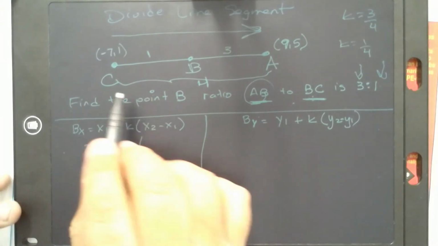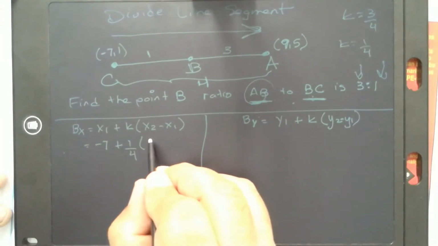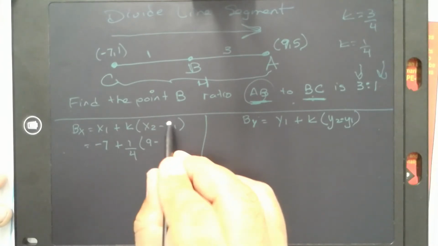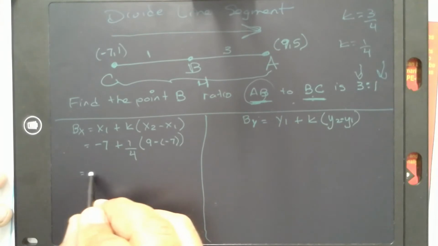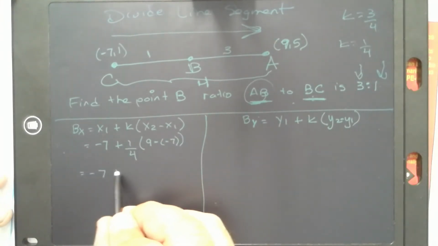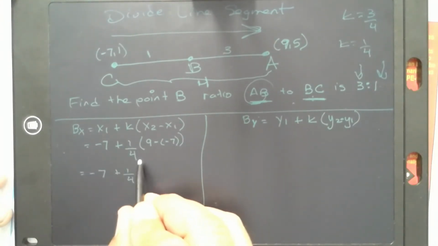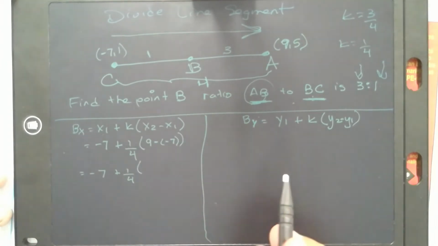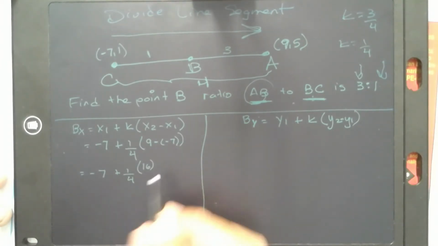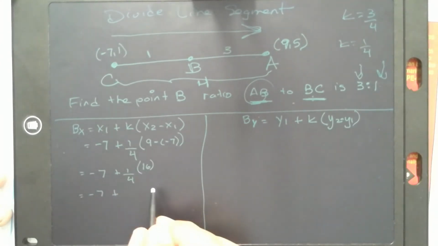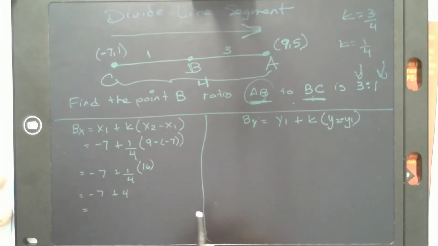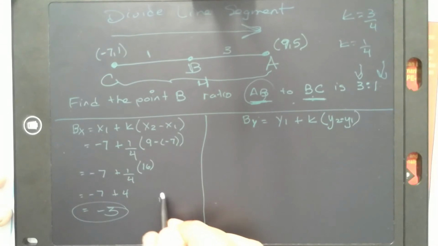1/4 times x2, which is 9, minus x1, which is -7. This is equal to -7 plus 1/4 times what's 9 plus 7? 16. So this gives me -7 plus 4, which is what? -3. So your point B, x, is going to be -3.